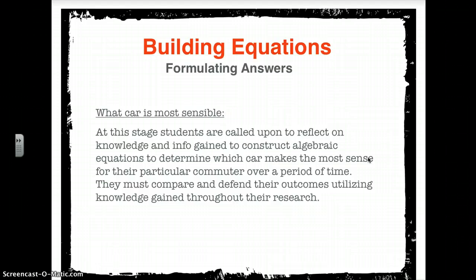So then they have to figure out what car is most sensible and which car makes the most sense, not only from a 7-year perspective, but then later on they'll be asked to make these calculations for 20 years or 15 years. So what car is most sensible? At this stage, students are called upon to reflect on knowledge and info gained to construct algebraic equations to determine which car makes the most sense for their particular commuter over a period of time. They must compare and defend their outcomes utilizing knowledge gained throughout their research.